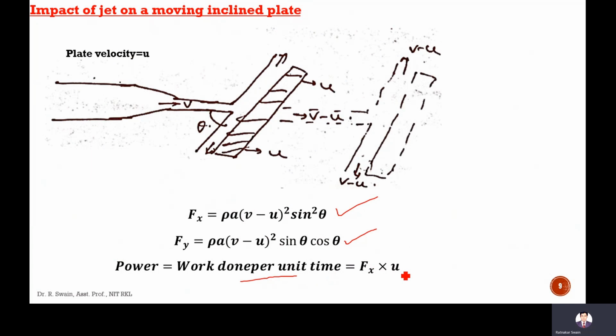Fx is the force in the direction of the flow. Fx into u means the force times the displacement in this direction, and the displacement is u, that is the movement of the plate. Force is mass into acceleration, and velocity is displacement per time. So force into displacement is work done, and work done per unit time is the power.